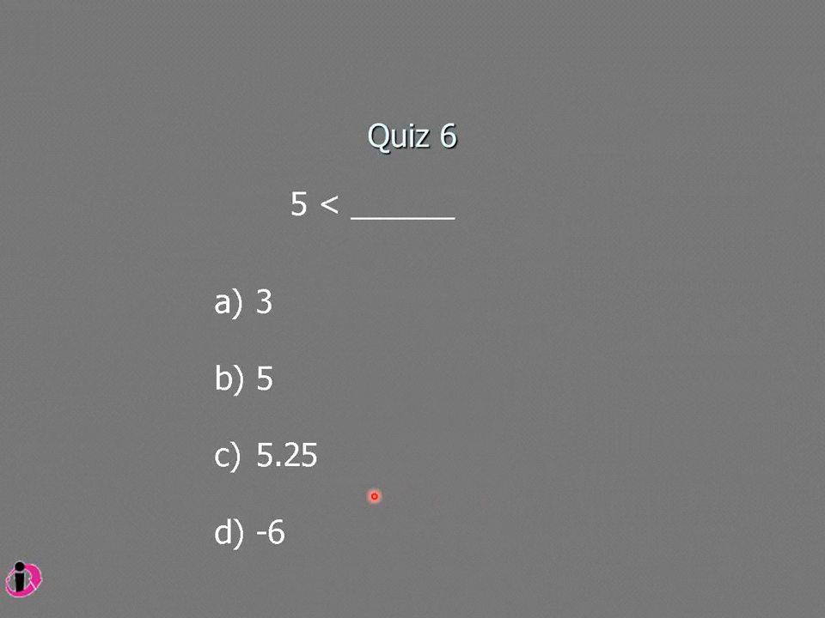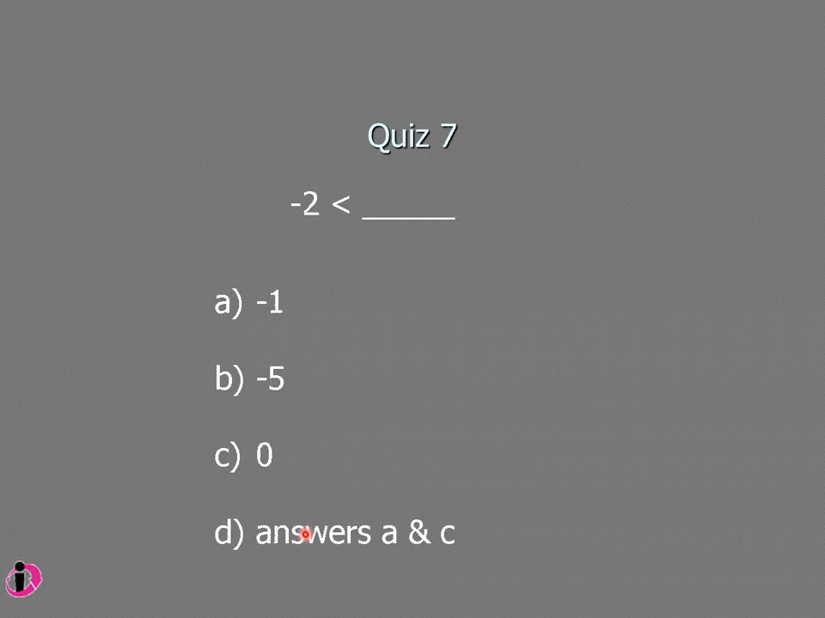Okay, let's see whether we can find some relation here. 5 is less than 3? That's not true. 5 is less than 5? That is not true either. 5 is less than 5.25, which is true. 5 is less than negative 6? That's not true because negative 6 is on the left side of 5. So the right answer is C here.